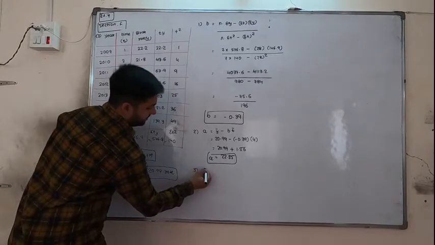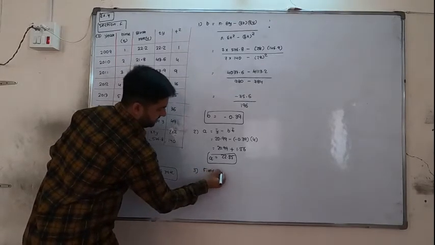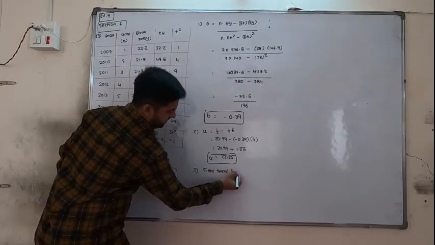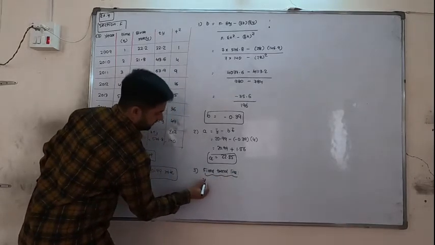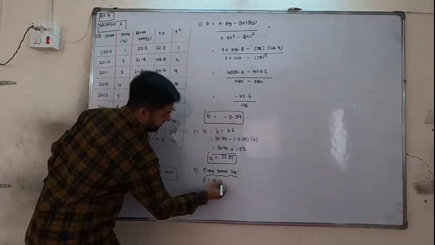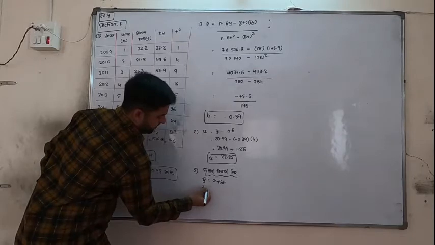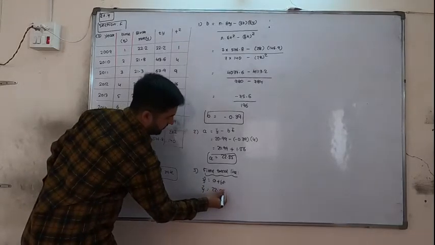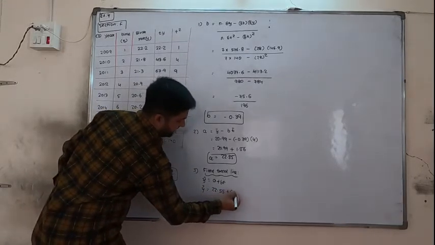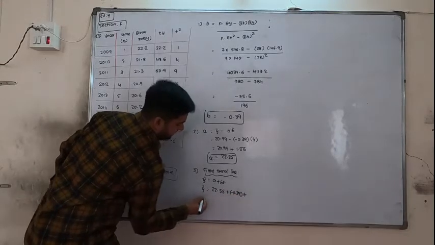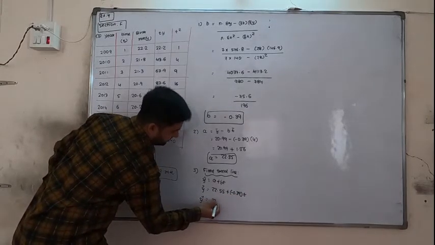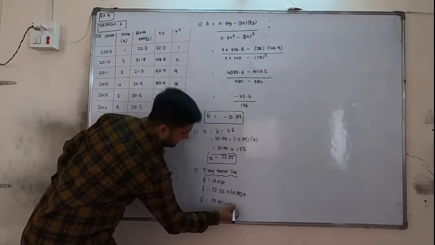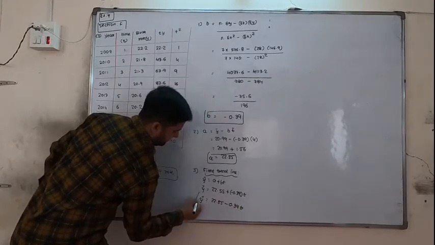Third step, fitted trend line. Y cap is equal to A plus BT. Y cap is equal to 22.55 plus minus 0.39 T. Y cap is equal to 22.55 minus 0.39 T.